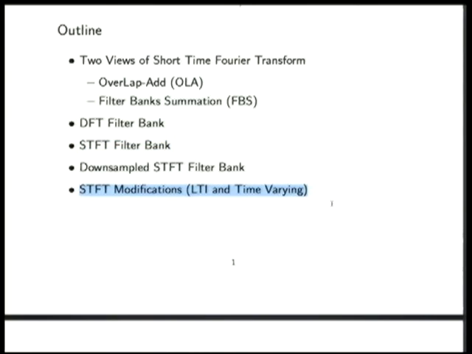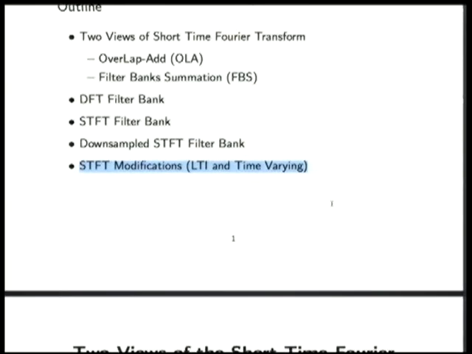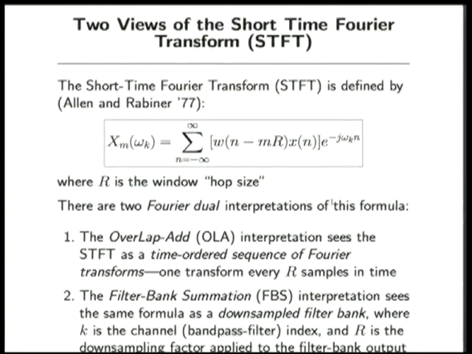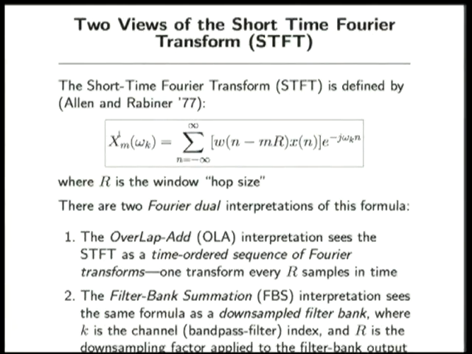Then we'll finally look at the time-varying modifications, and as I mentioned previously, they'll behave as a Fourier dual to what we saw for overlap add. It's interesting that time-varying filtering comes out differently in the filter bank summation point of view, and we'll see exactly how that looks.